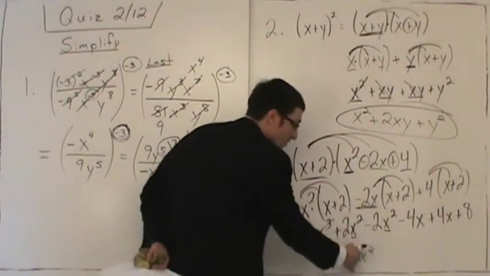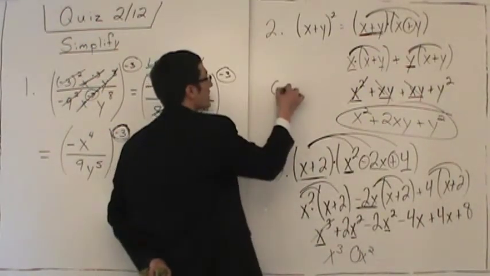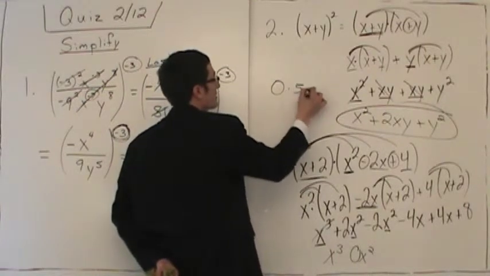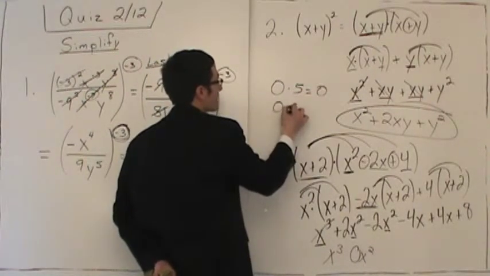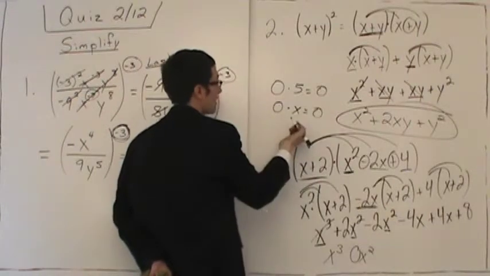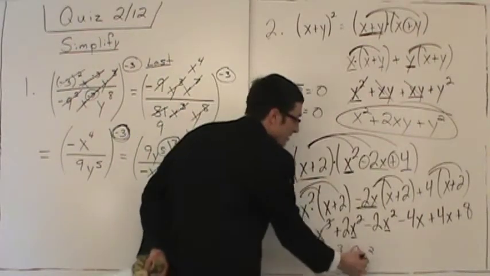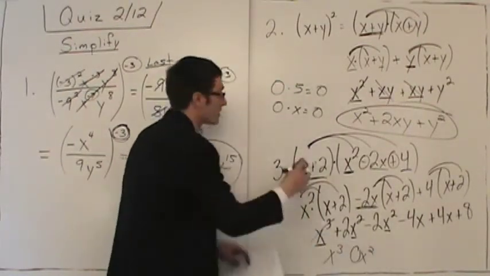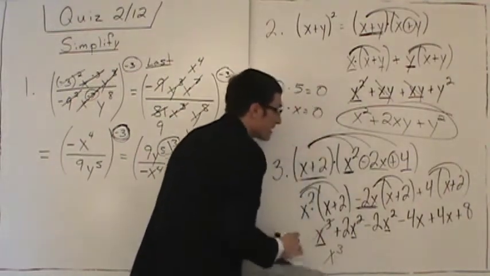I see students don't know what to do with 0x squared. Guys, what is 0 times 5? 0 times 5 is 0. What is 0 times x? 0 times x is 0. Okay, so what is 0 times x squared? 0 times anything is just 0, and we don't write it. So 0x squared, we say it like this.